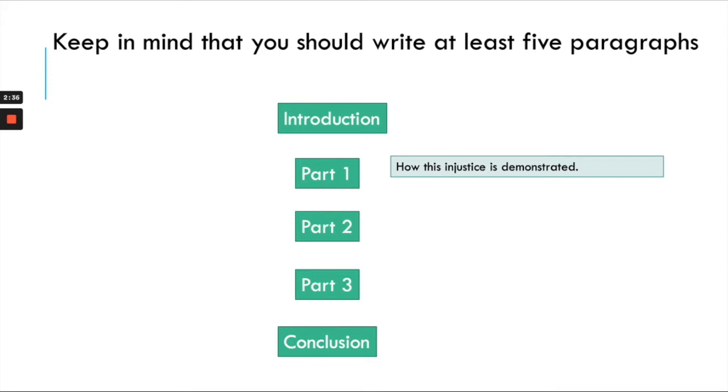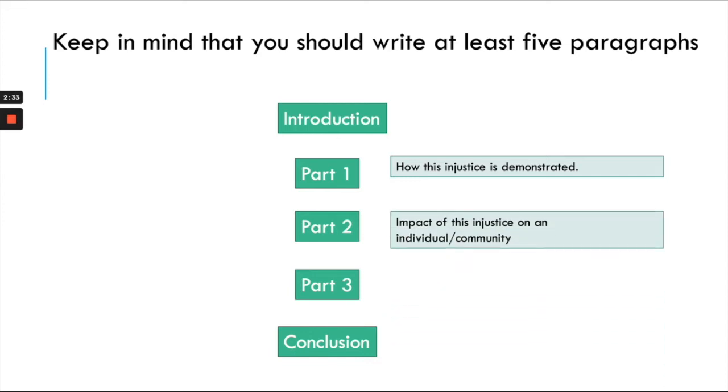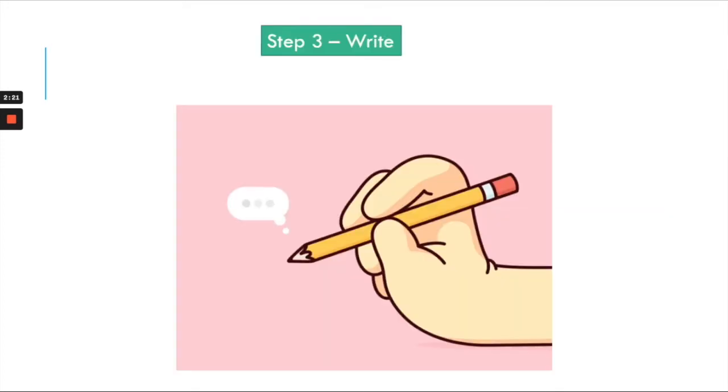So how this injustice is demonstrated. Part 2, the impact of this injustice on an individual or the community. Part 3, the techniques. And then you have your conclusion. Of course, you must conclude your essay. So next step, write.